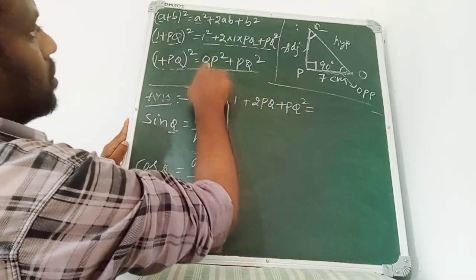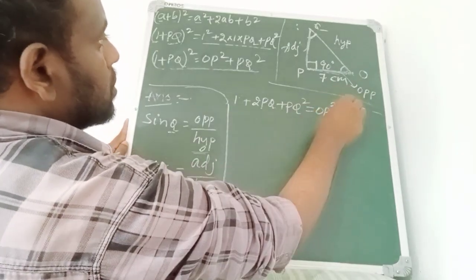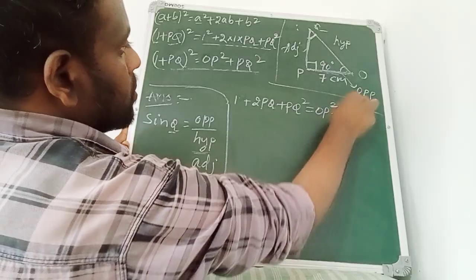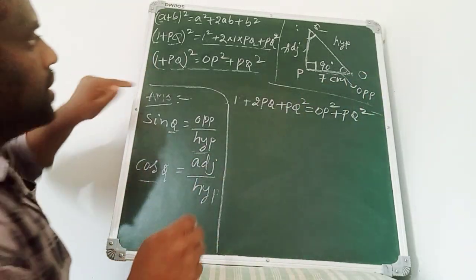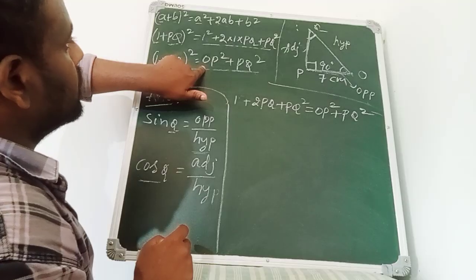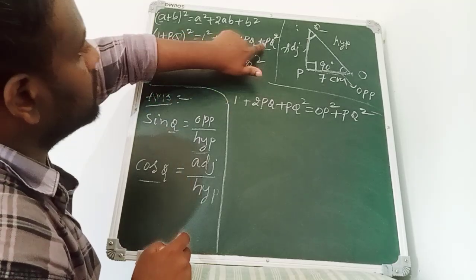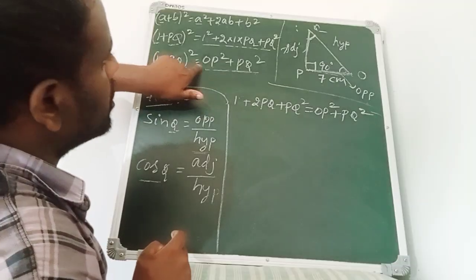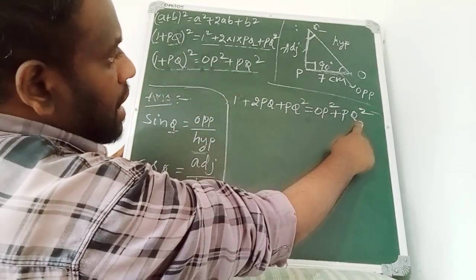So it is equal to this, right, OP square plus PQ square. Okay, you got it right. I have considered this equation. In place of this, I have written this here. Then this equal sign, so OP square plus PQ square, I have written as it is.